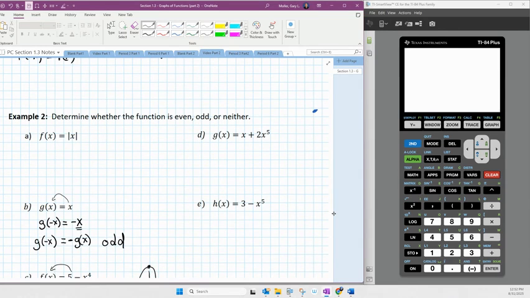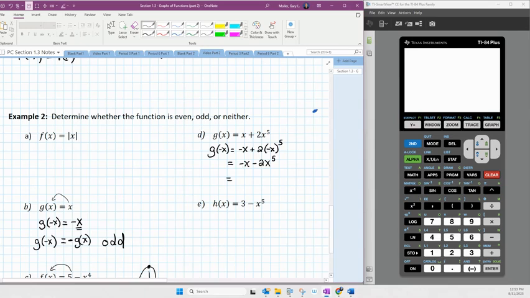It's definitely not going to be an even function. So the question is, is it odd or is it neither? So let's find out. G of negative x. I'm going to plug in negative x. A negative to the 5th power is negative. So I can rewrite this as a negative x minus 2x to the 5th. All right, so I look up here and it's not the same.